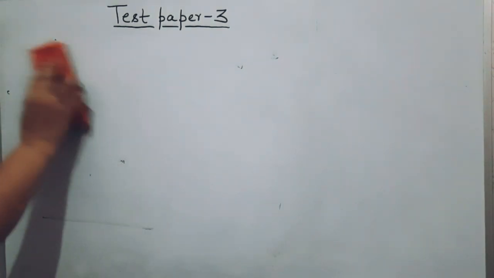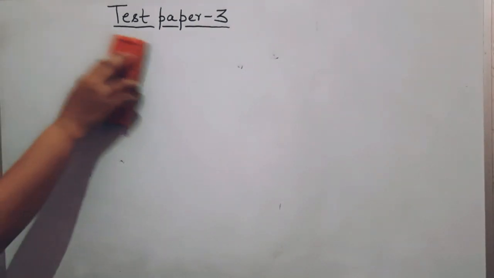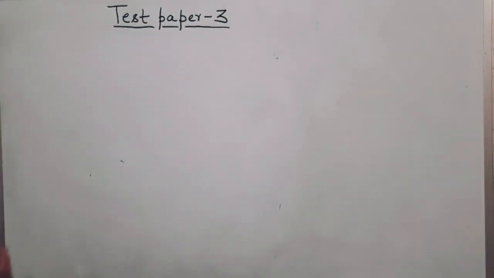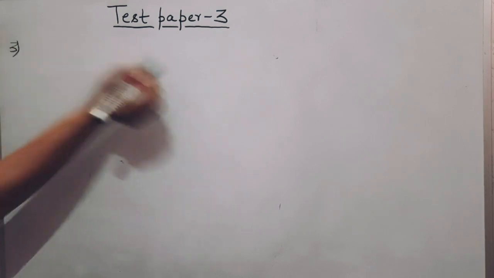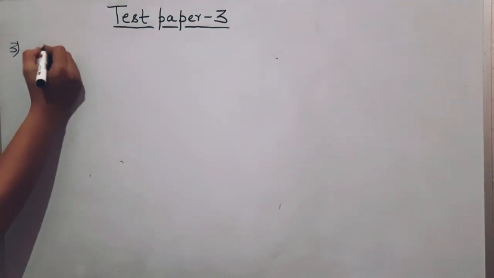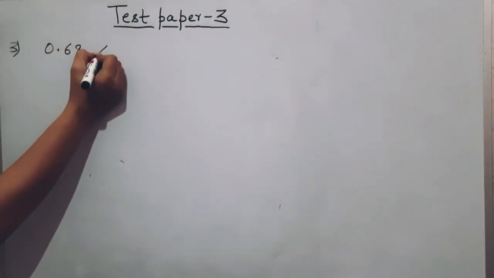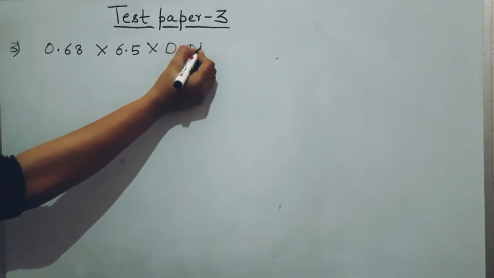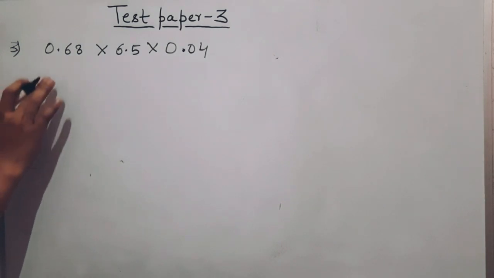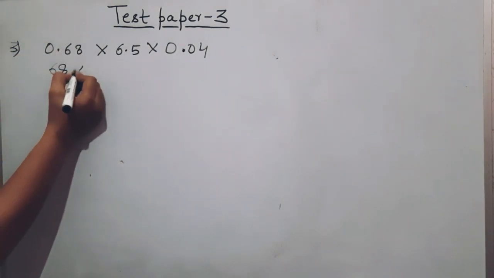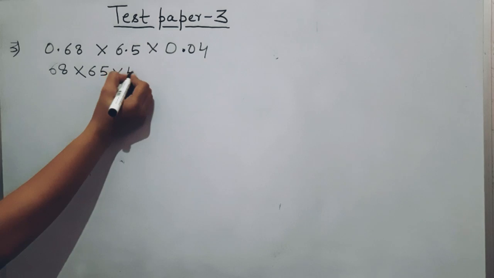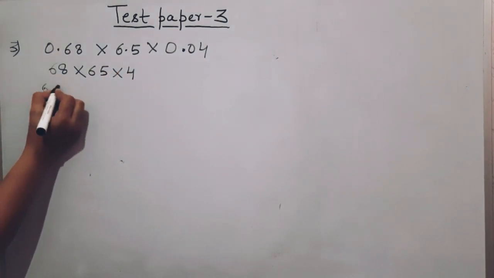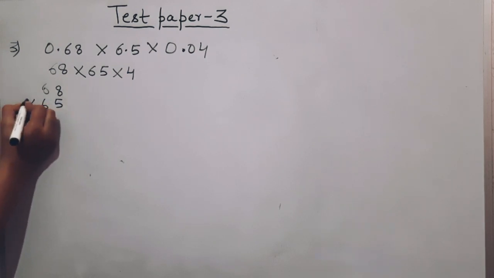Sorry for that mistake again, that I multiplied by 64.8 instead of 64.5. Now the question number 3 is: find the product of 0.68, 6.5 and then 0.04. As I told you, while multiplying, just ignore the decimal points. Ignoring the decimal points, we will first multiply like this: 68 multiplied by 65 multiplied by 4. Now 68 multiplied by 65.